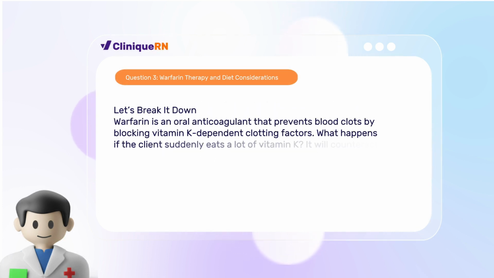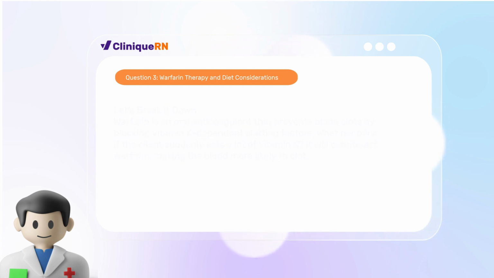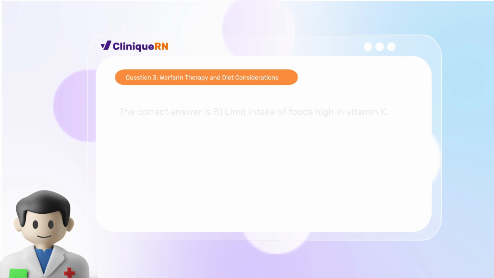Let's break it down. Warfarin is an oral anticoagulant that prevents blood clots by blocking vitamin K-dependent clotting factors. What happens if the client suddenly eats a lot of vitamin K? It will counteract warfarin, making the blood more likely to clot. The correct answer is B. Limit intake of foods high in vitamin K.